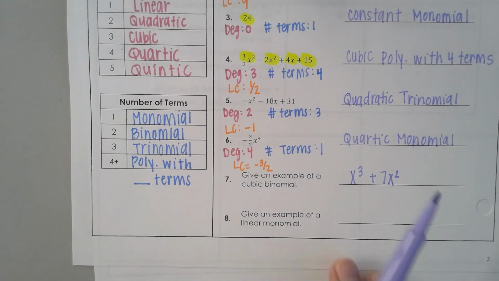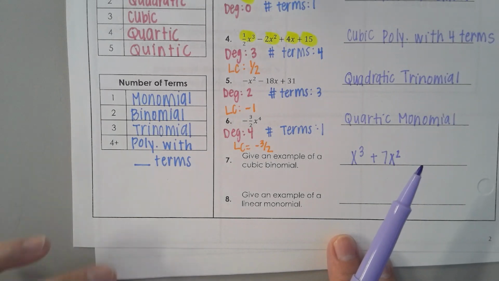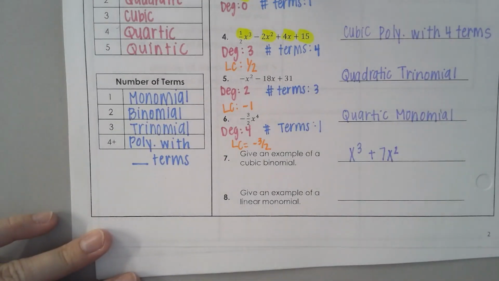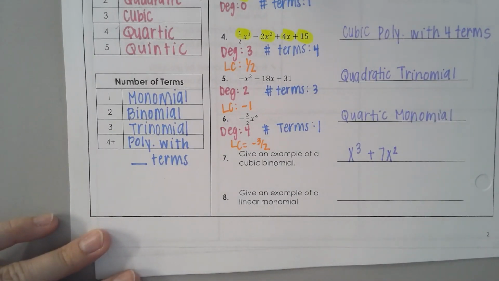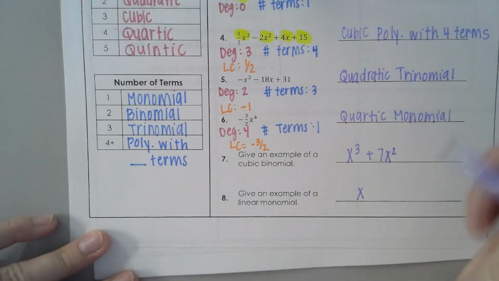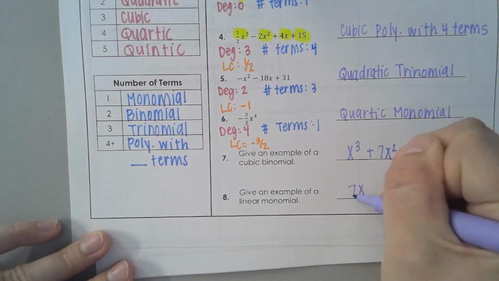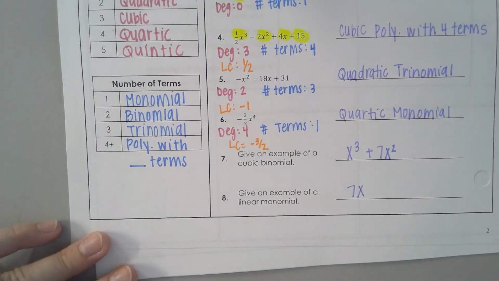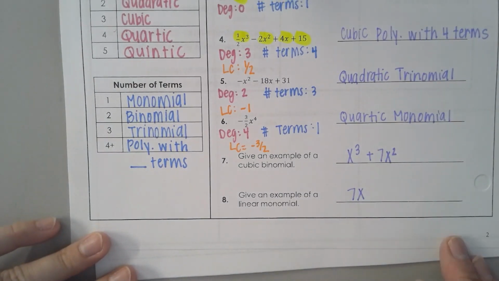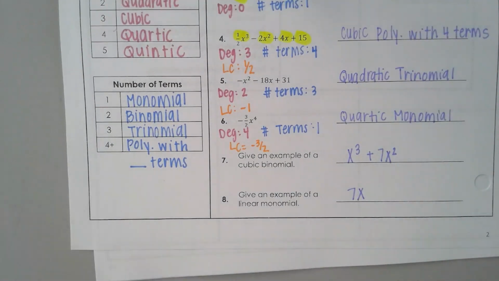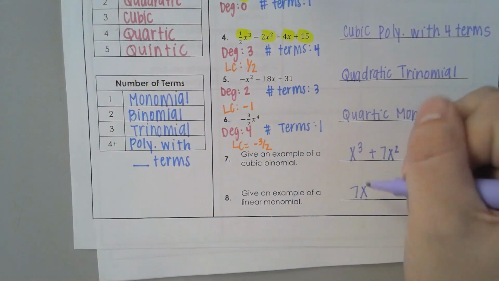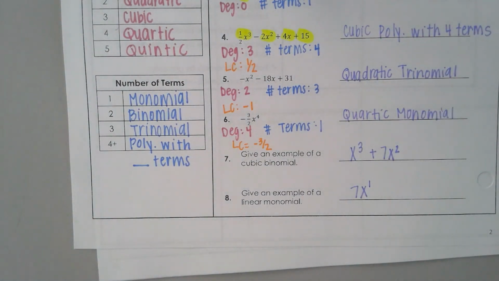Number 8, a linear monomial. You have to have an x. It could have a number in front of it if you want, but nothing can be added or subtracted, and you cannot have a bigger exponent. Don't you have to have an exponent? Can you have an exponent with it? As long as it's a 1, yeah. x to the 1, that's fine, but you don't normally see that. Normally it's just x. Any questions?